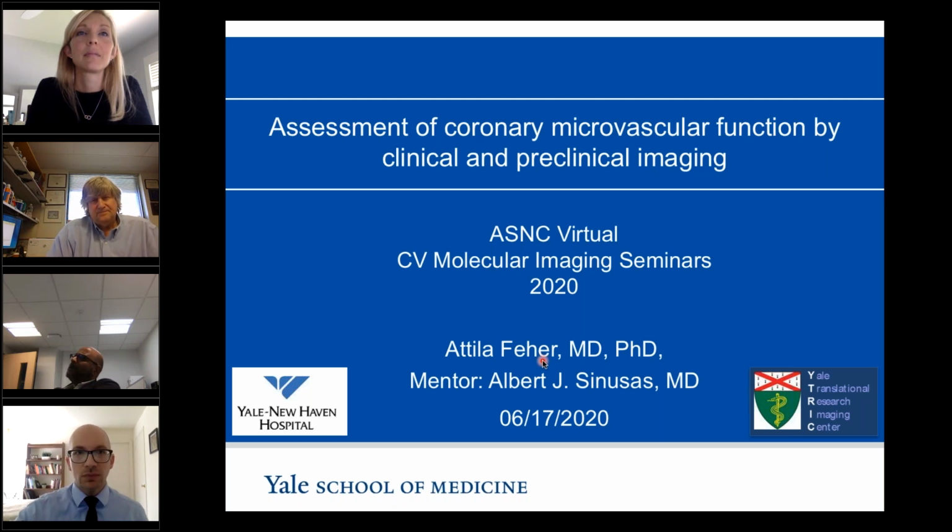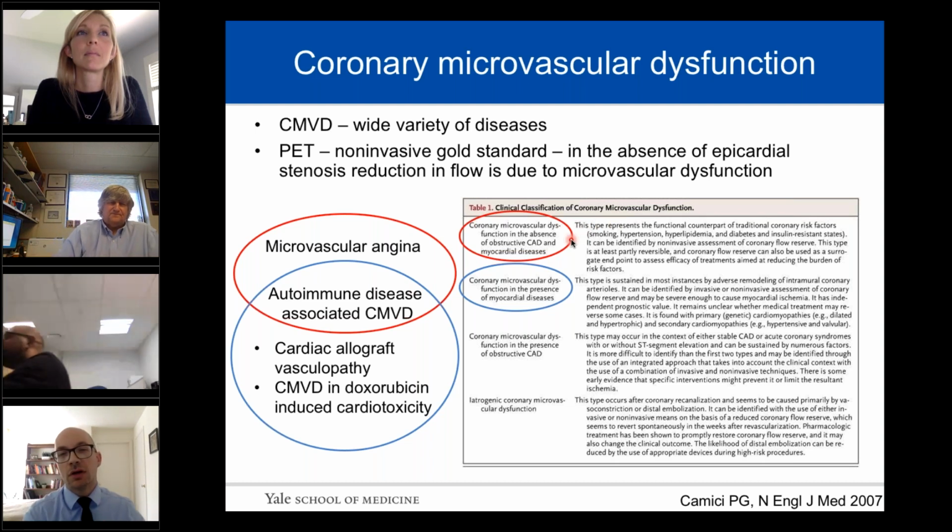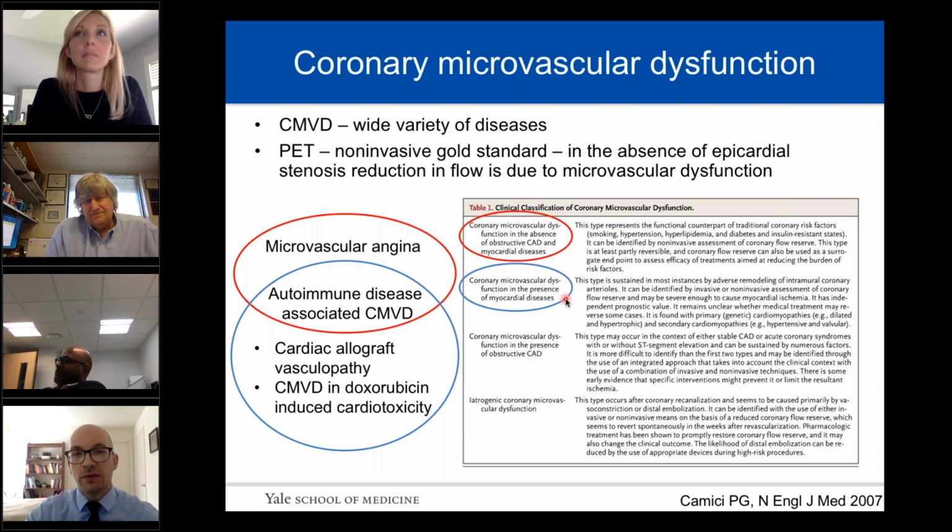So coronary microvascular dysfunction has been described in a wide variety of diseases, and this review from Dr. Camici in the New England Journal of Medicine has a table that characterizes them based on their appearance. And today I'm going to talk about coronary microvascular dysfunction in the absence of obstructive coronary artery disease and myocardial diseases, and also microvascular dysfunction in the presence of myocardial diseases. I will touch on topics for microvascular angina, autoimmune disease-associated microvascular disease, allograft vasculopathy, and doxorubicin-induced cardiotoxicity-associated microvascular disease. And most of our data will be done with PET flow reserve, which is considered to be the non-invasive gold standard for the evaluation of microvascular function.